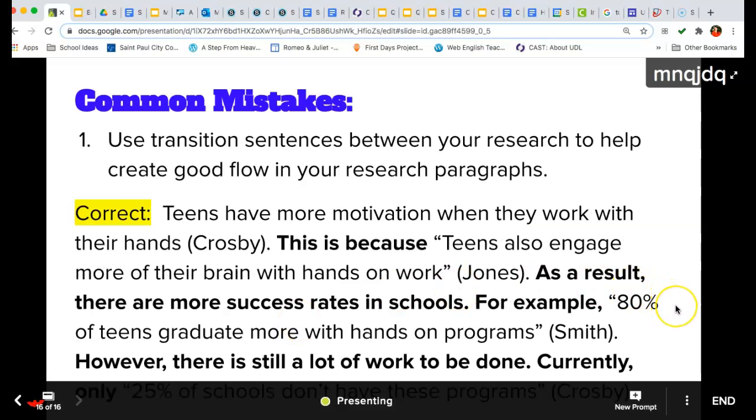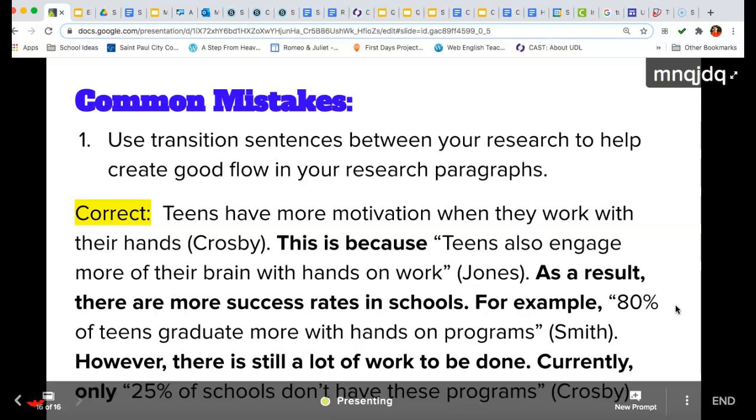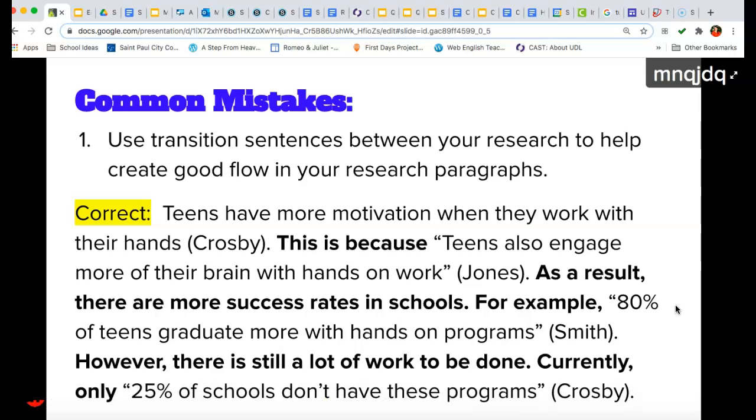The simplest way to fix this is in between each fact, you need to add a transition sentence or a transition phrase. So I've bolded all of them here so you can see them. And as I read it, you can hear it sounds differently. It sounds more like an actual paragraph versus just like a list. So the correct way is it should sound like this.